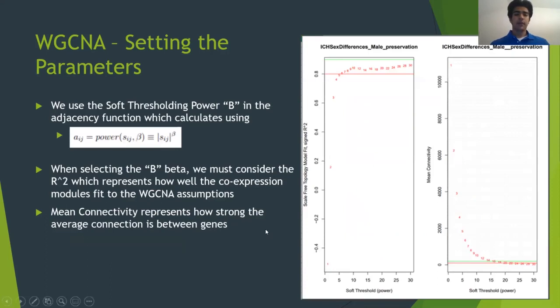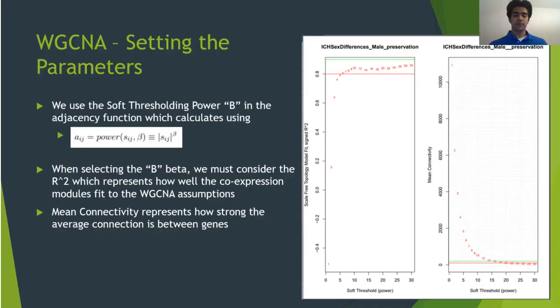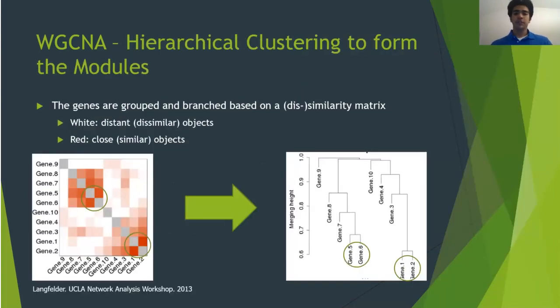And in doing so, we have to set the parameter of beta. And to do so, we have to balance our R squared value and our mean connectivity. Once we assign our beta value, we then go into constructing the dendrogram. And in order to do so, we utilize a dissimilarity matrix.